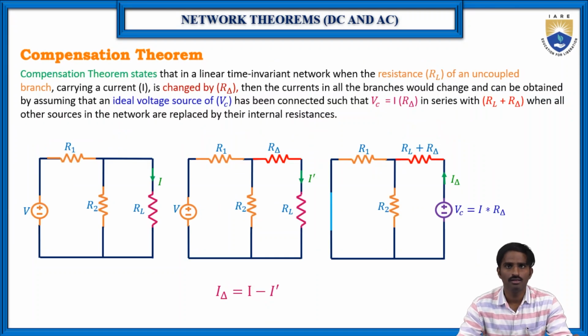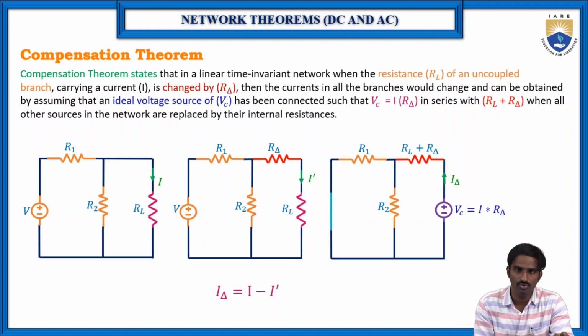Then the compensation theorem states that in a linear time invariant network, when the resistor RL of an uncoupled branch carrying a current I is changed by delta R, then the current in all the branches would change and can be obtained by assuming that an ideal voltage source has been connected such that VC is equal to I into delta R in series with the RL plus delta R, when all other sources in the network are replaced by their internal resistances.